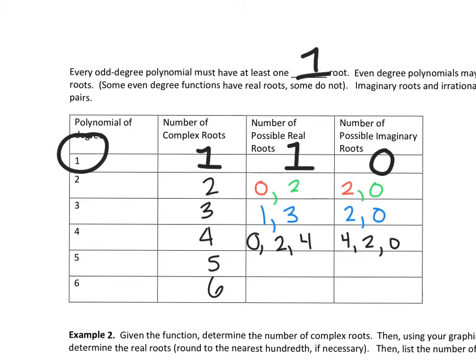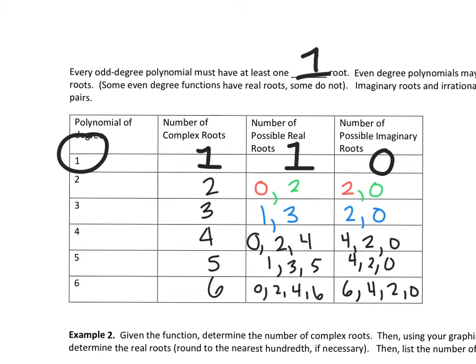5 is an odd number. It must have 1 real root. So if I had 1 real, it'd have to have 4 imaginary. Now these numbers all need to be even over here, so it might be easier to fill in 4, 2, 0 and make this be 1, 3, 5. And for 6, it'll be easier if I fill in 6, 4, 2, 0. So this would be 0, 2, 4, 6.